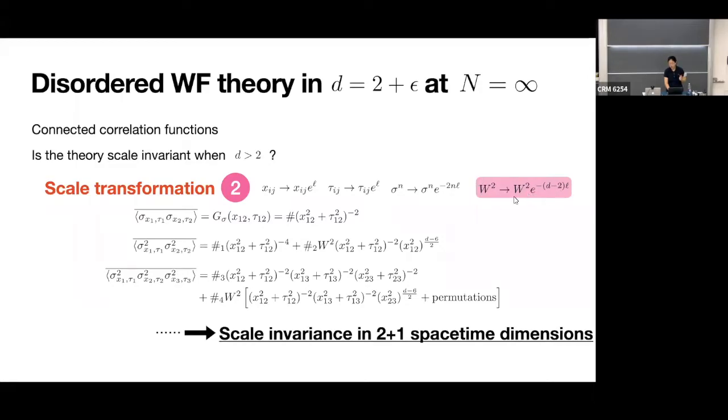With these transformations, we in addition require the disorder strength to have a non-trivial scale transformation, especially when the dimension is above 2. This makes our correlation functions scale invariant and finite. But this only realizes the scale invariance in 2 plus 1 dimensional space-time, which is actually a signature of dimension reduction. We have a total dimension d plus 1 system, but now only realize the scale invariance in a subdimensional system.